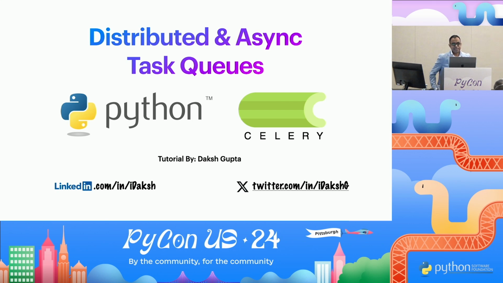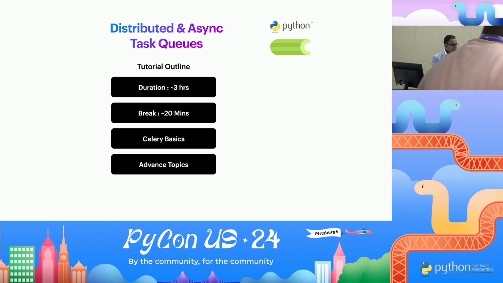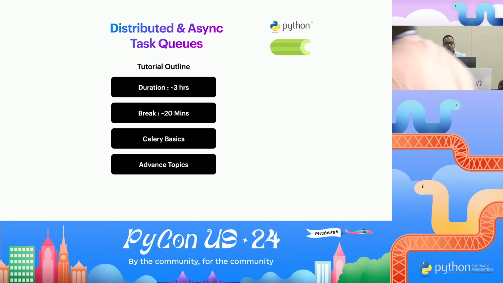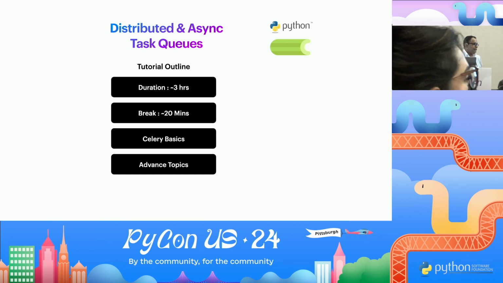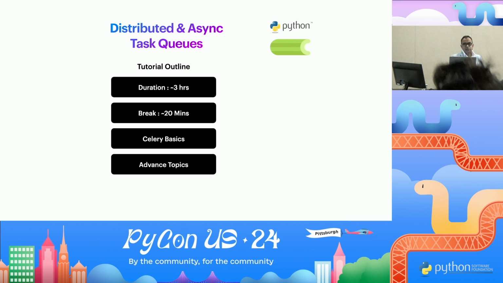Good morning again and welcome everyone to this tutorial, distributed and asynchronous task queues using Python Celery. Here is how I am planning to conduct this tutorial. The overall duration will be approximately 3 hours, a few minutes here and there. We are going to take a break in between, 20 minutes or so. I am going to cover Celery basics as well as advanced topics.